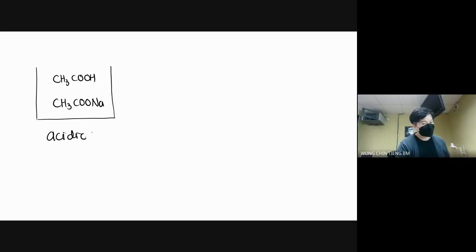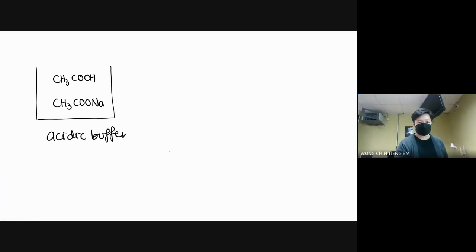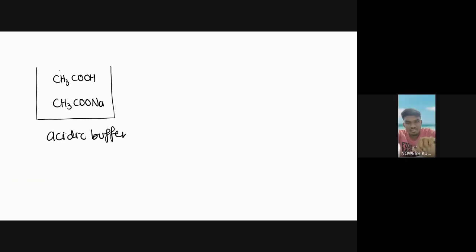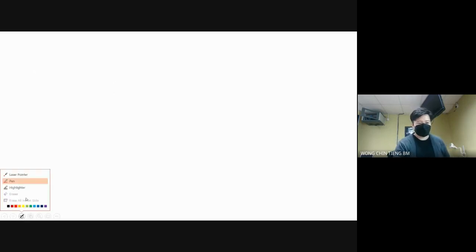Kita mula dengan yang senang lah. What type of buffer? Acidic buffer. How do you know it's an acidic buffer? Weak acid plus conjugate base. Alright, and which one is your weak acid? Which one is your conjugate? CH3COOH is my weak acid. That is my conjugate. And this conjugate is a conjugate base. Setuju? Next, if I have this.